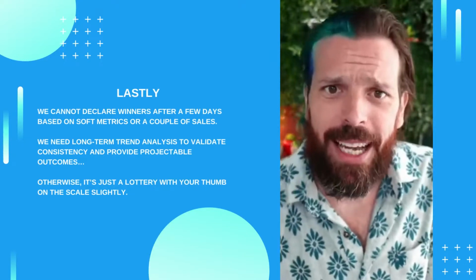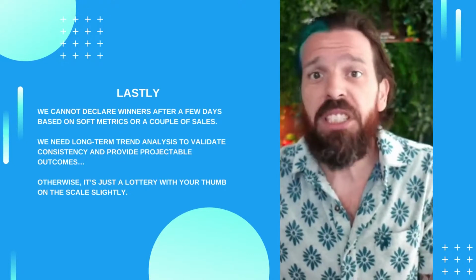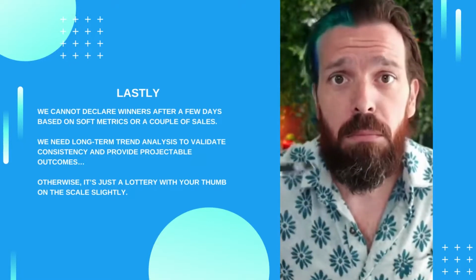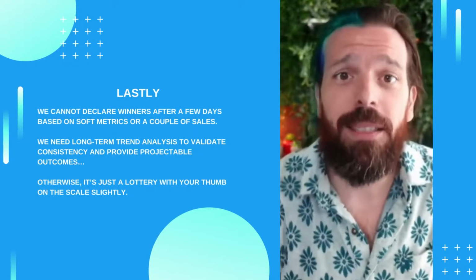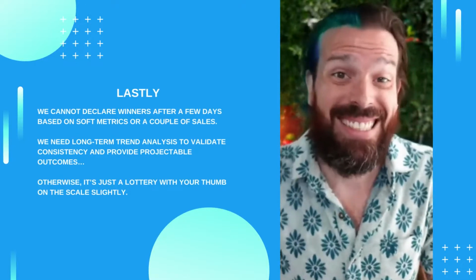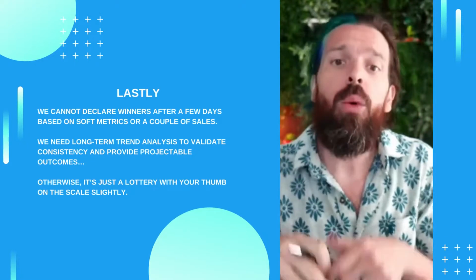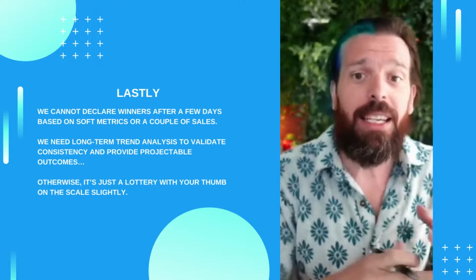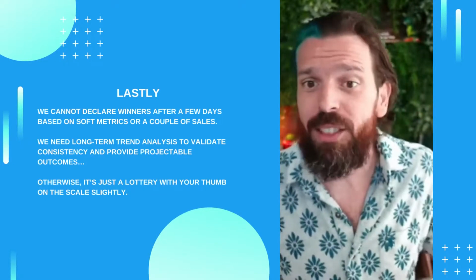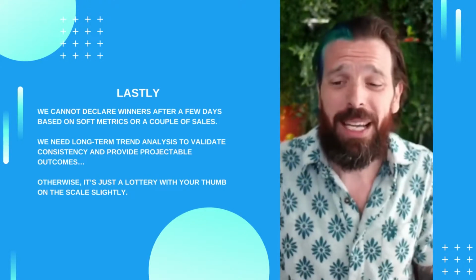You got 3 clicks out of 10 impressions, 30% click-through rate. I'd rather get 7 clicks out of 50 impressions for the same cost. Much worse click-through rate, twice as many customers, potentially. You have to start thinking about business in scale instead of focusing on an OCPM platform with PPC metrics. We need to do long-term trend analysis to validate consistency and provide projectable outcomes. Otherwise, it's basically just a lottery where you're putting your thumb on the scale a little bit.